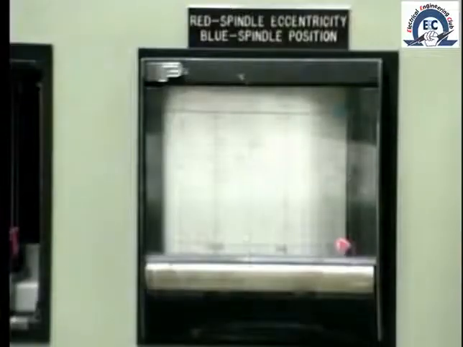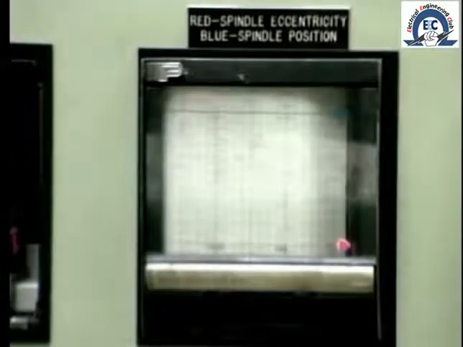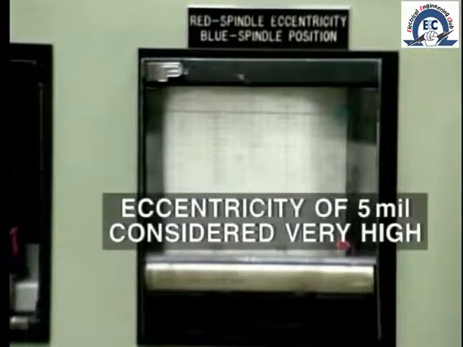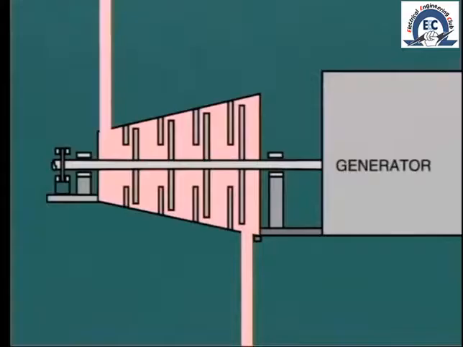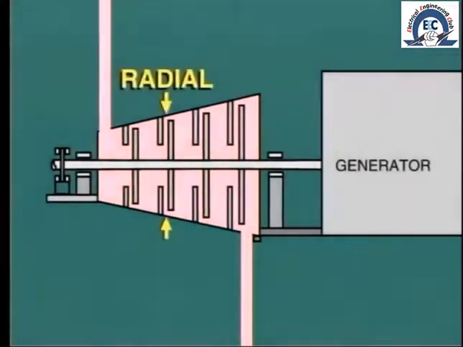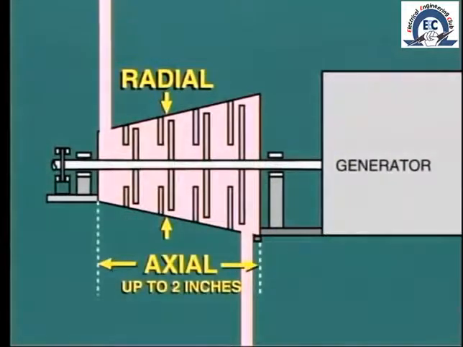parts. The degree of eccentricity is measured and recorded at the operator's terminal or control board. In most machines, an eccentricity of 5 mil is considered very high. High eccentricity also shows up as an increase in vibration at the bearings. In actual fact, the expansion of the turbine components in the radial direction is quite small. On the other hand, the longitudinal expansion, that is, in the axial direction, is considerable, perhaps 1 to 2 inches between the cold and full load condition.